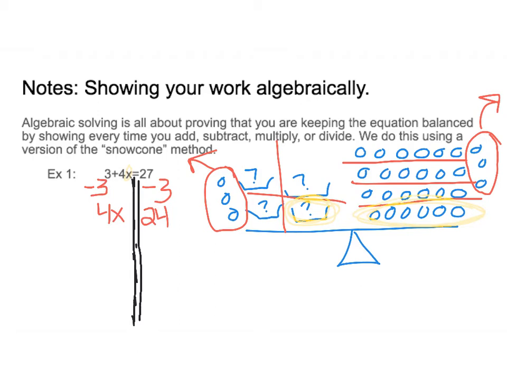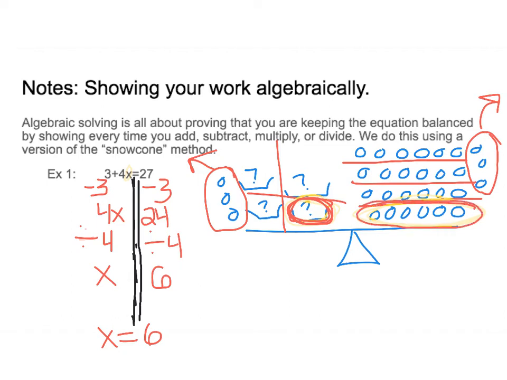The way I show that on paper is by doing divide by 4 and divide by 4. So I get a single x equals 6, because 24 divided by 4 is 6. So my final answer is x equals 6. I can see that over here because one of the cups is equal to 6 units.